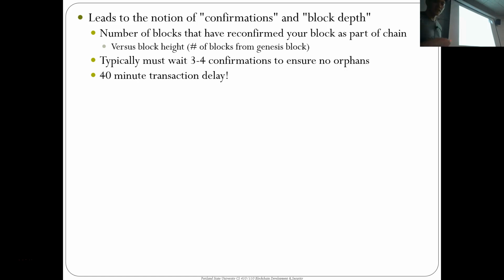Okay, so this leads, on Bitcoin, to this thing called confirmations. This is also a term that's used as block depth. This is the number of blocks that have reconfirmed your block as part of the chain.